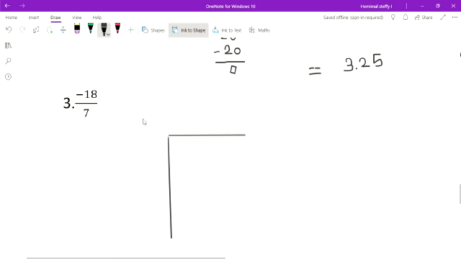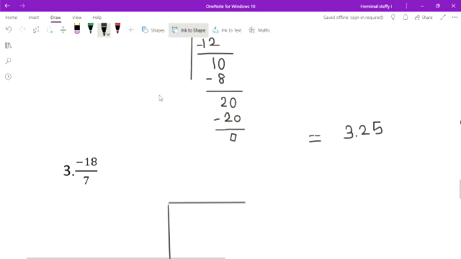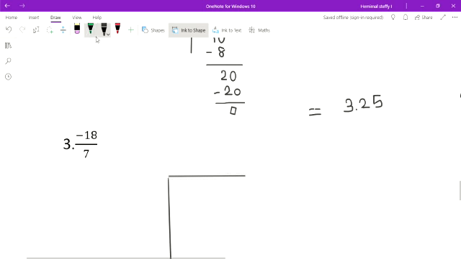Okay, then take the minus 18 here, no? So put the 18, afterwards put that minus 18. So put the 18 here, take the 7, 18 divided by 7. 7 how many times? 2 sevens are 14. 18 minus 14 is equal to 4.